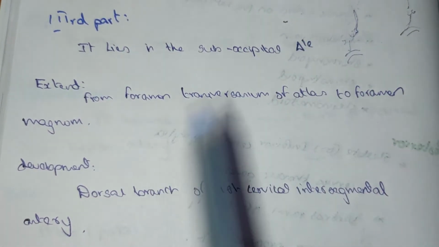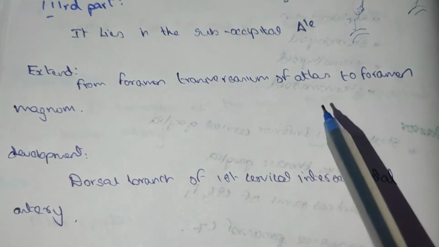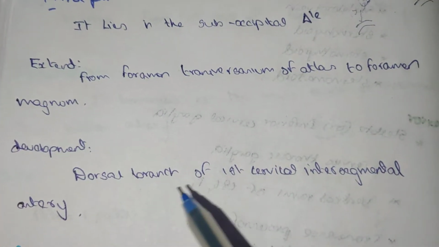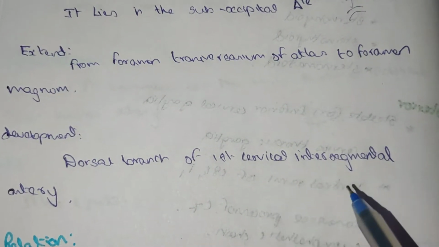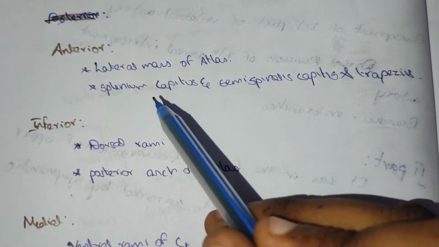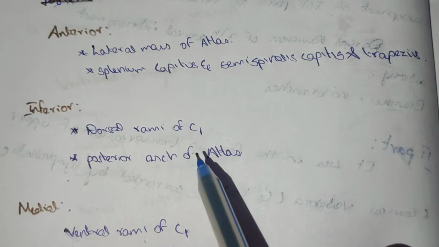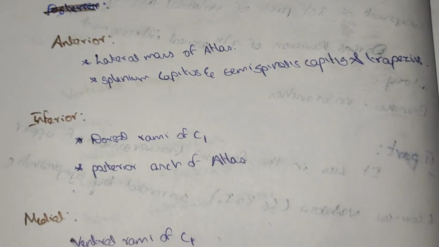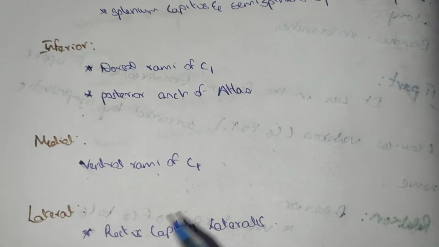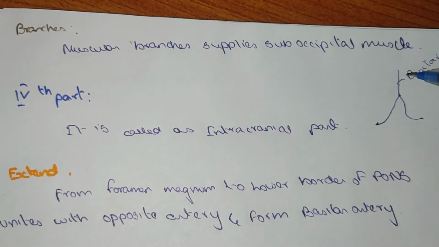Now the third part of the vertebral artery extends from the foramen transversarium of the atlas to the foramen magnum. Development: dorsal branch of the first cervical intersegmental artery. The relations: anteriorly the lateral mass of the atlas, splenius capitis, semispinalis capitis and trapezius; inferior dorsal rami of C1 and the posterior arch of the atlas; medially ventral rami of C1 and laterally rectus capitis lateralis. The branches are muscular branches supplying the suboccipital muscles.